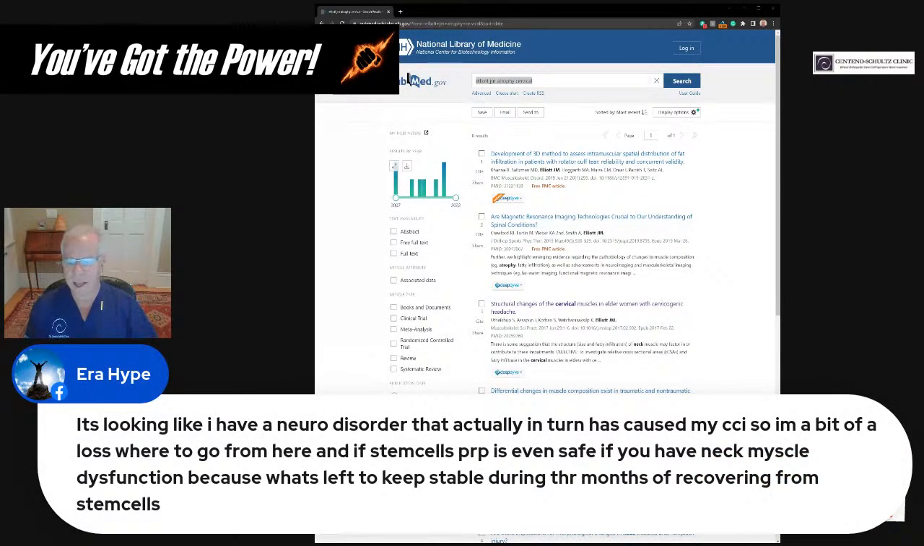Era, it's looking like I have a neuro disorder that actually in turn has caused my CCI, so I'm at a bit of a loss where to go from here. If stem cells are put up here, and if you have neck muscle dysfunction, what's left to keep stable during the months recovering from stem cells? I'm not clear what a neuro disorder is, meaning that covers about 100 different diagnoses. So maybe if you could be more specific than that, that would be very helpful.